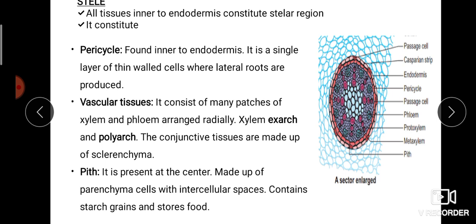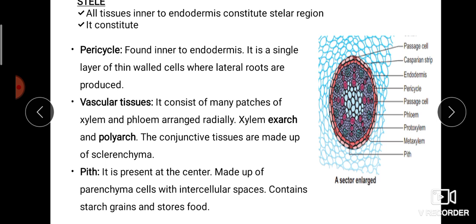Okay. Finally, pith. Pith is present in the center. The center light blue is pith. It is made up of parenchyma cells with intercellular spaces. The parenchyma cells are not closely packed, they are loosely packed and have intercellular spaces. Okay, and it contains starch grains and stores food. So these are the internal structure of monocot root and dicot root.